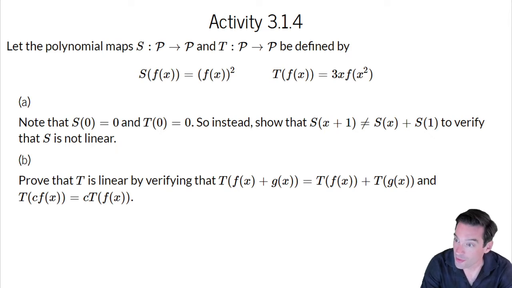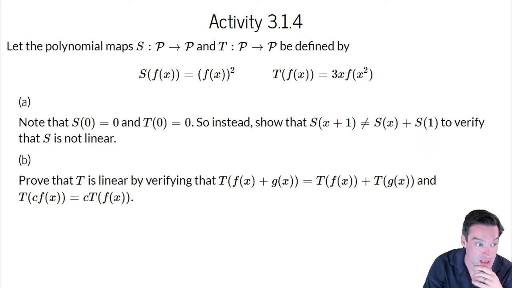The task was to prove that this function T, which takes a function f and evaluates it with an argument of x squared and then multiplies the result by 3x, was a linear transformation. And so to show that this T was a linear transformation, we just followed the directions, right? Show that T of a sum is the same as the sum of the T's, and that T of a scalar multiple is a scalar multiple of the T's.